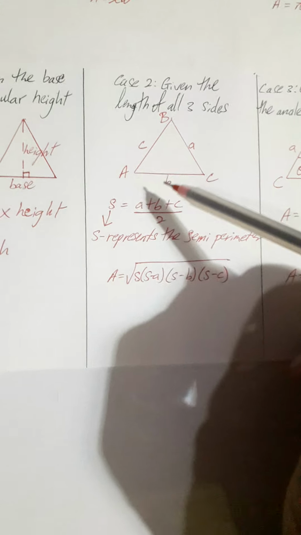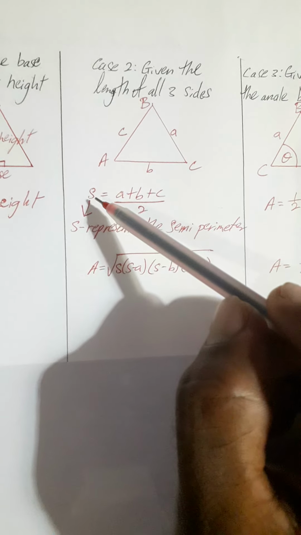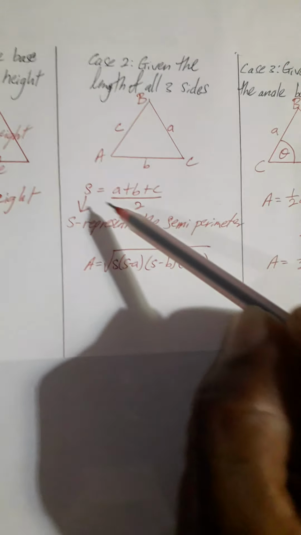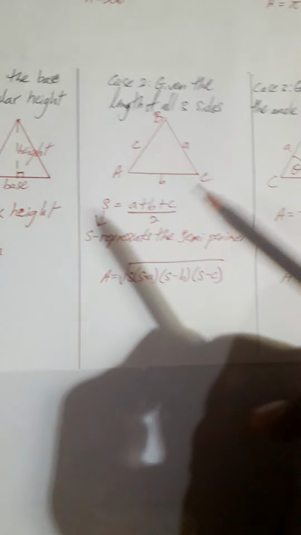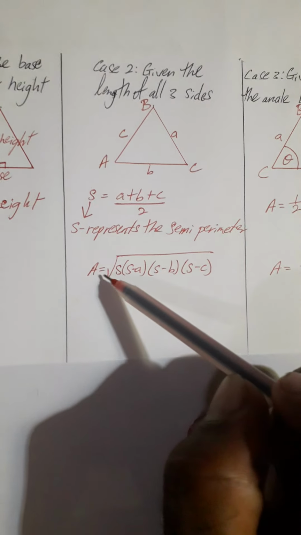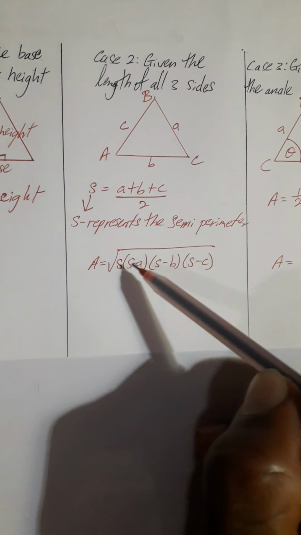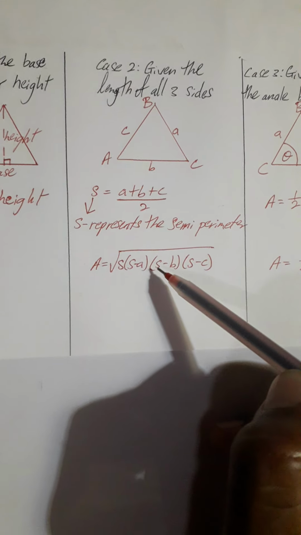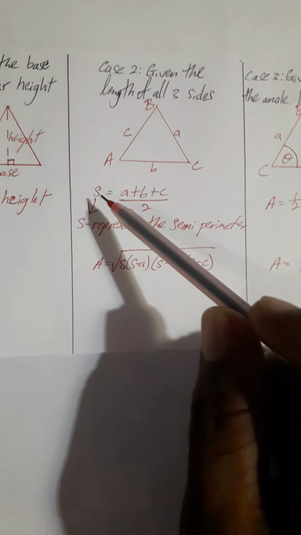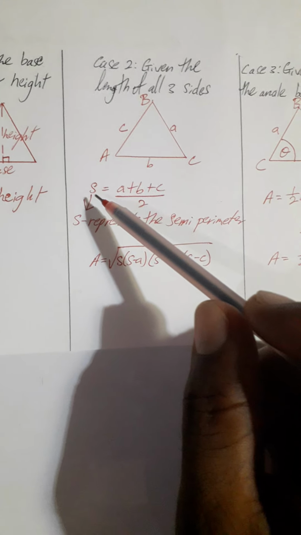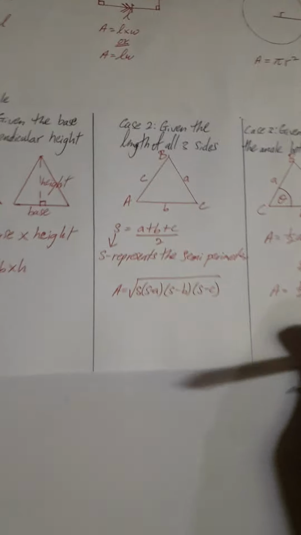So this formula, in order to find the area of a triangle where all three sides are given, there are two things we need to do. First of all, we need to find S, which represents the semi-perimeter. So S is equal to a plus b plus c, all divided by 2. And for us to find the area, we'll use this formula: Area equals the square root of S times (S minus a) times (S minus b) times (S minus c). And the S now comes from here. So first of all, we need to find the semi-perimeter, and then we just plug it into the formula.